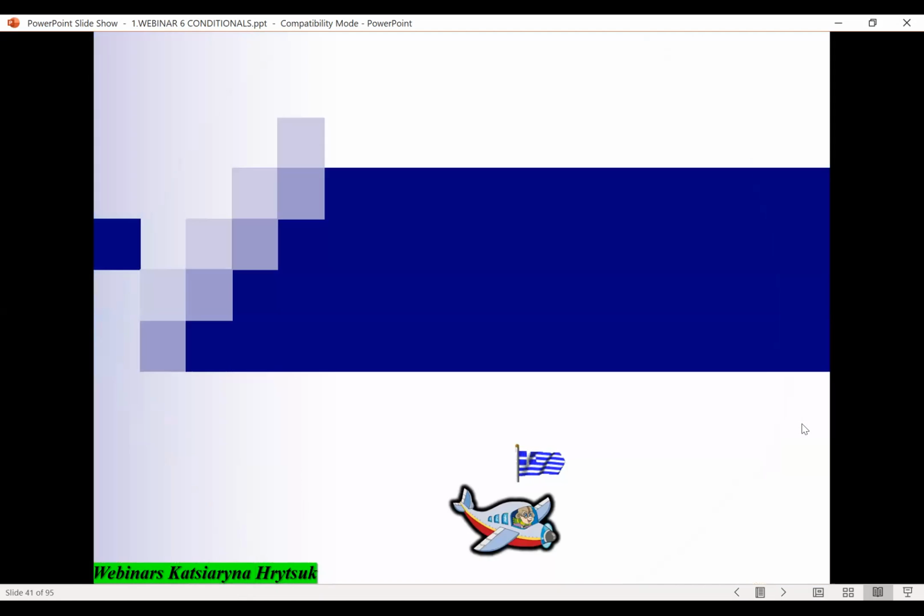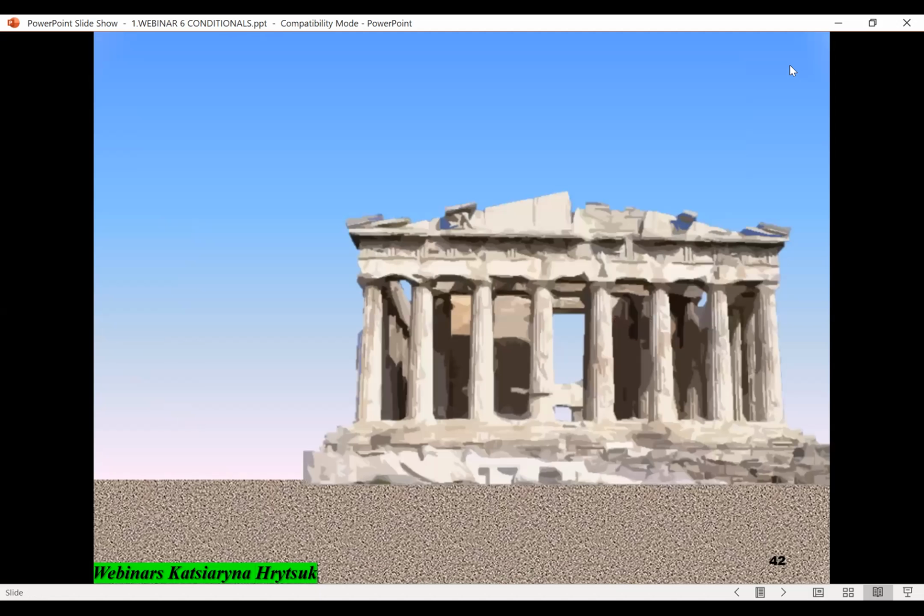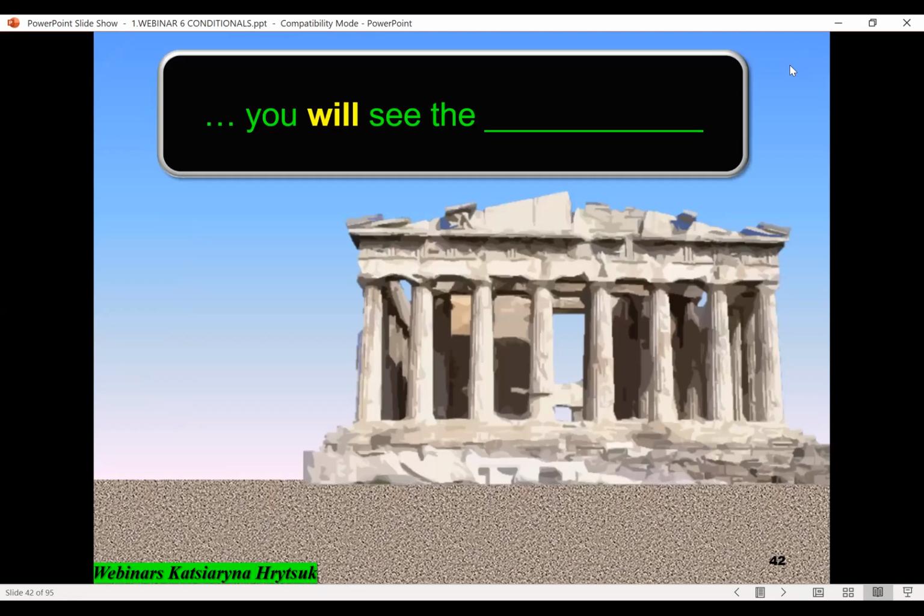Next, Olivia. If you go to Athens. Athens, maybe it's in French. Yes, Athens. So what will you see? You will see the Acropolis. The Pantheon. Oh, the Pantheon. Yes, you will see the Pantheon.